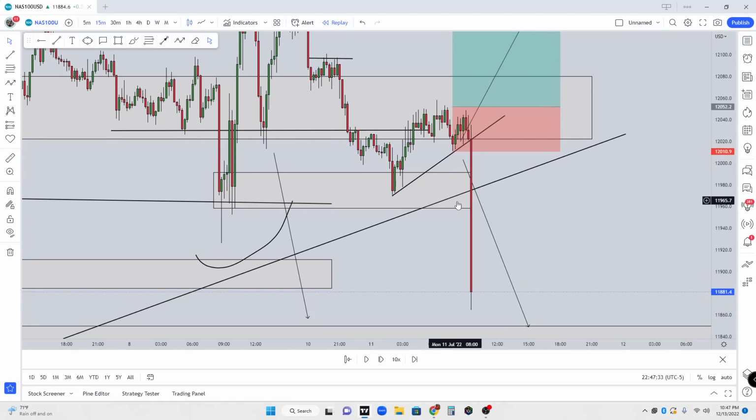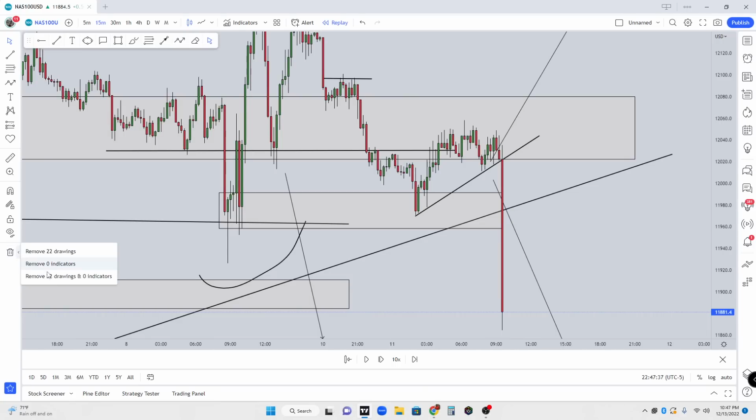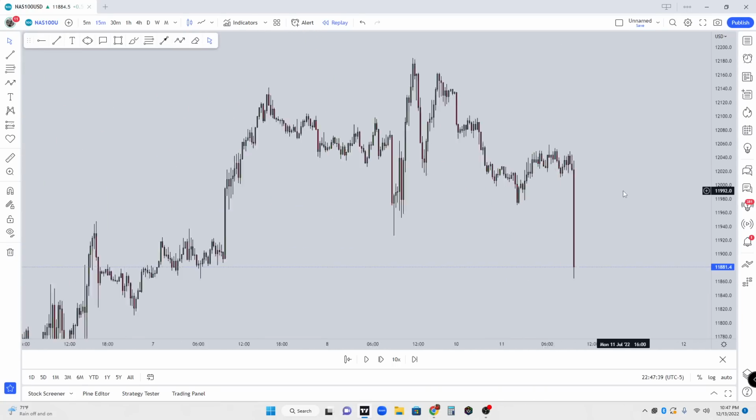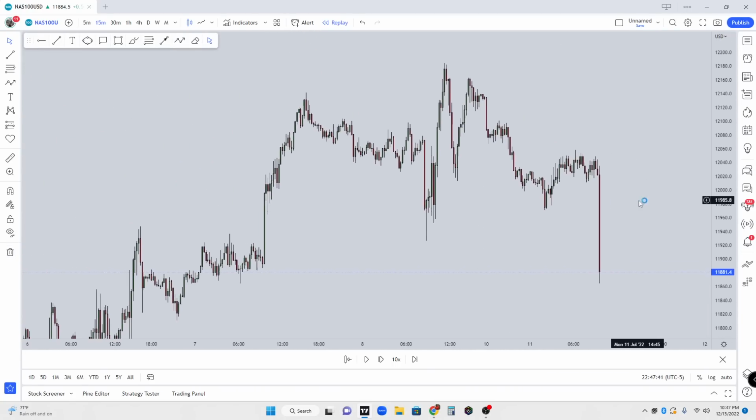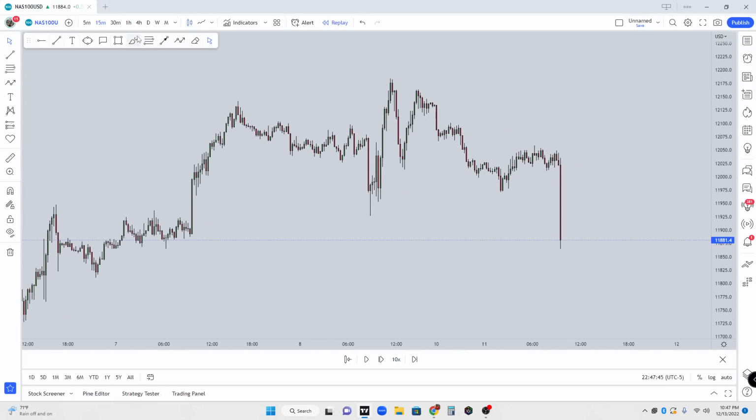Oh wow, look at that drop. Jesus Christ. So what happened here? Let me clean up this chart a little bit, and let's see if we can analyze here. This pair is bananas. Okay, here we go. Okay, now this makes a little more sense.